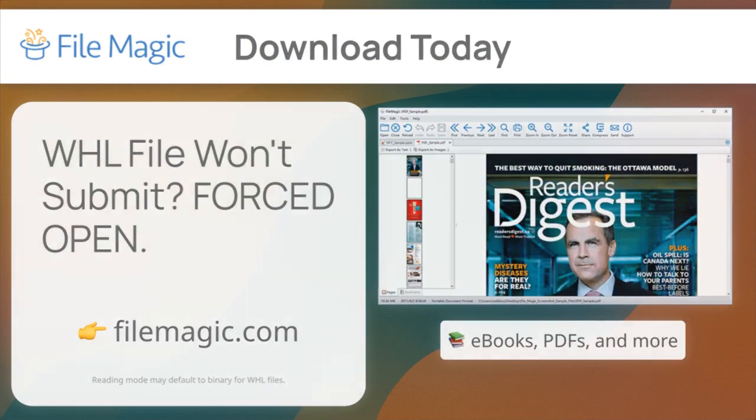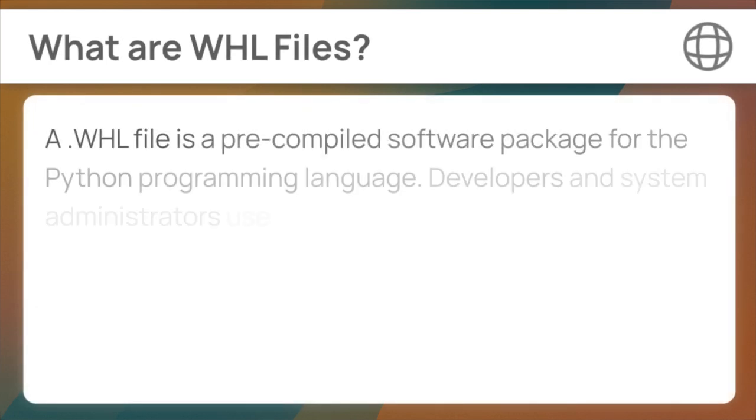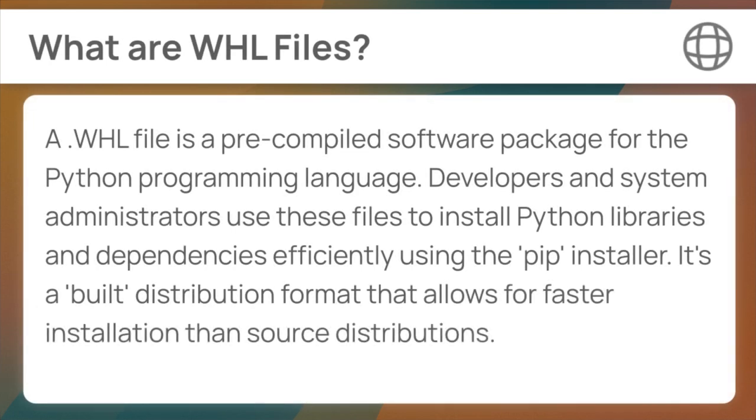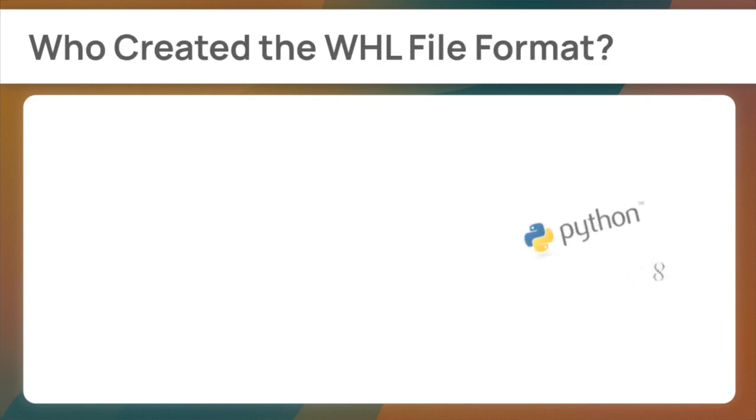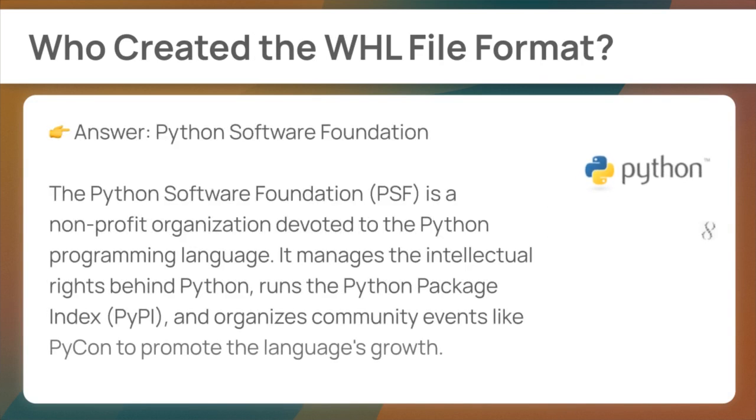A WHL file is a pre-compiled software package for the Python programming language. Developers and system administrators use these files to install Python libraries and dependencies efficiently using the pip installer. It's a built distribution format that allows for faster installation than source distributions.